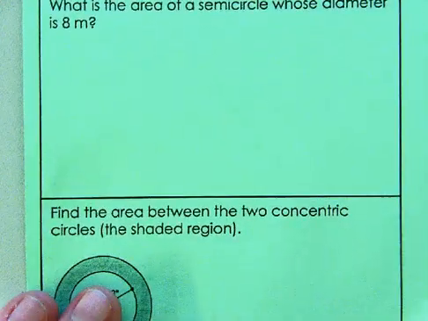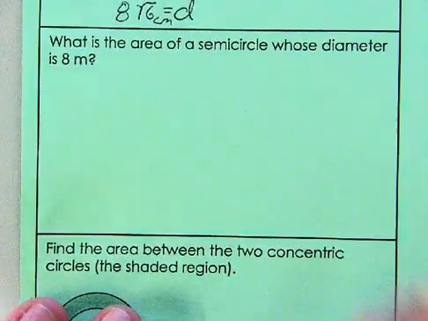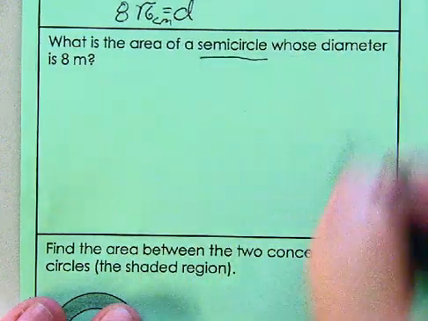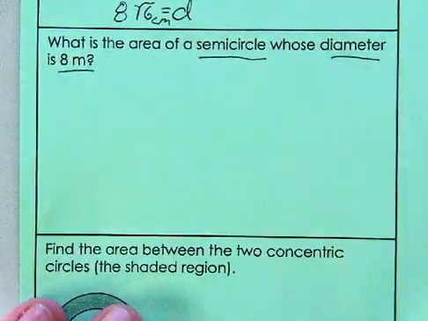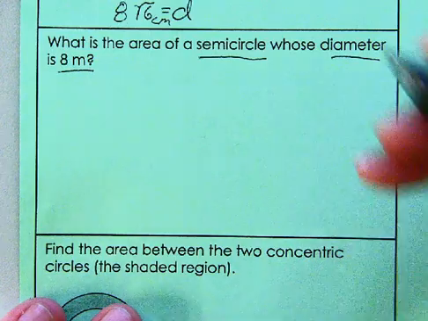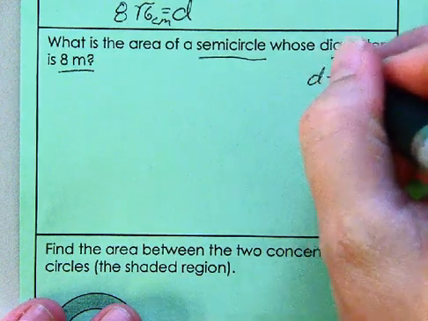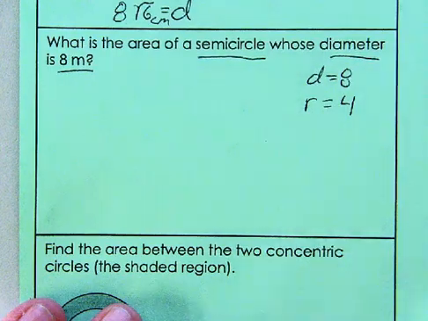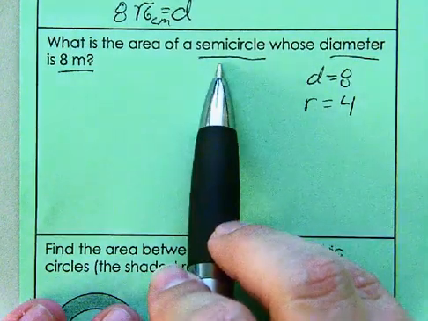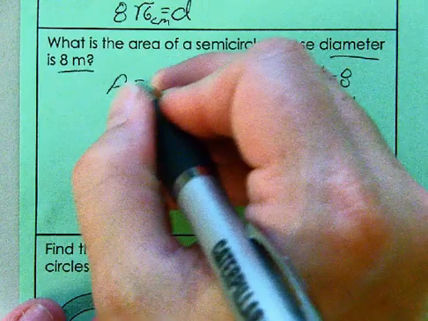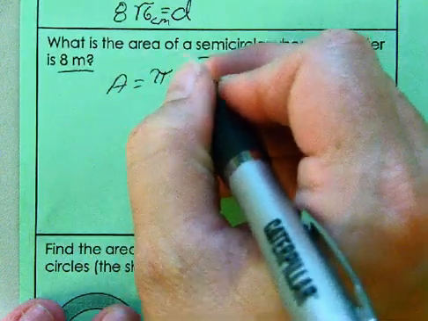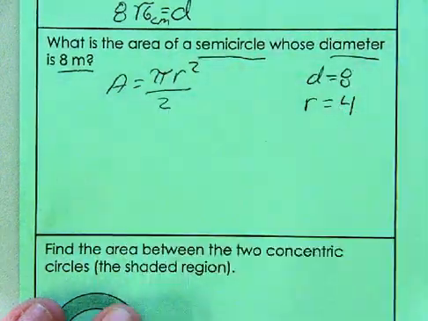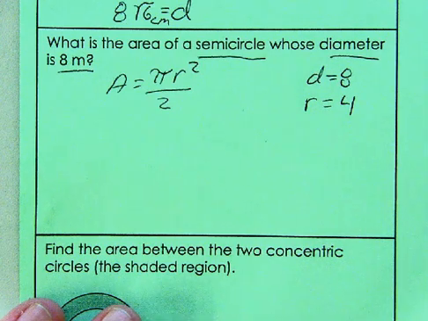Next, what is the area of a semicircle whose diameter is 8 meters? Okay, so if diameter equals 8, radius is going to be half of that, which is 4. Semicircle means half of a circle, so we're going to take area equals pi r squared, and then we're going to cut it in half, or divide by 2.